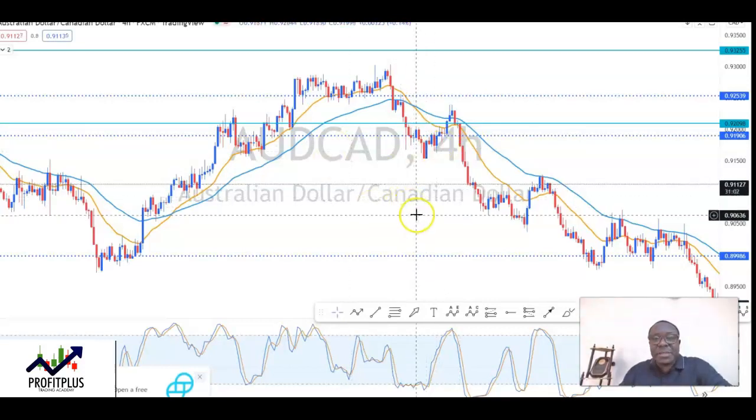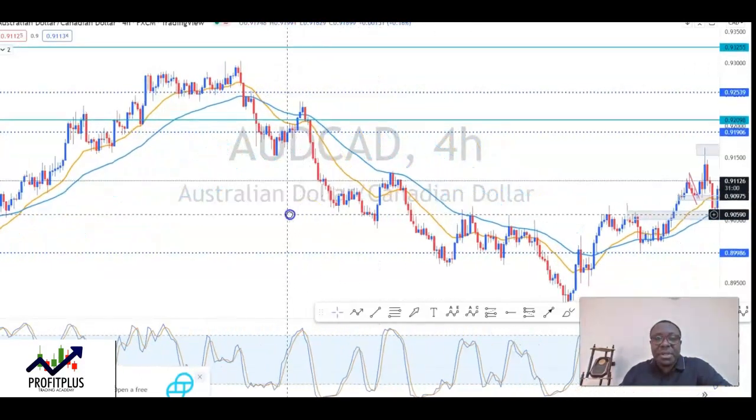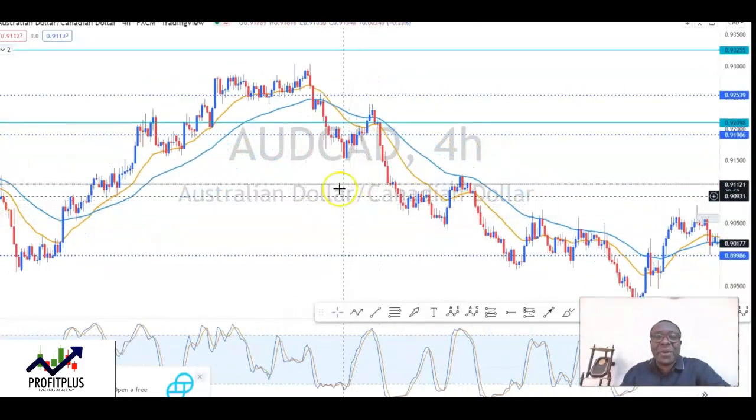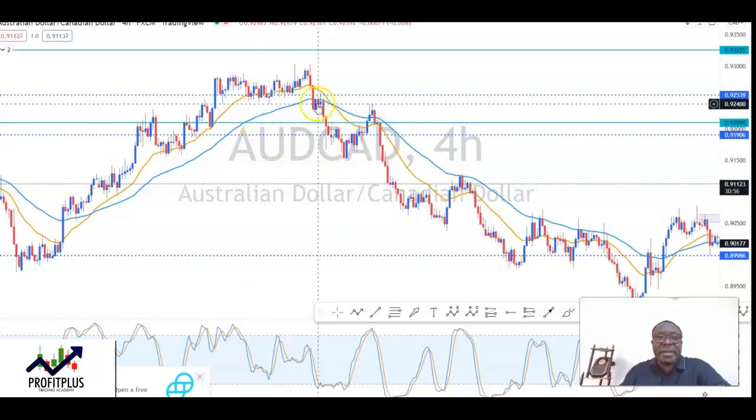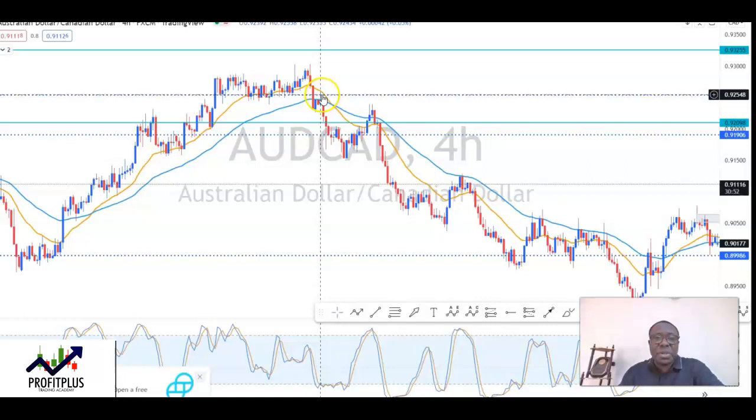So in this particular currency pair, that's AUD Canadian dollar on the 4-hour time frame, I've already set my two moving averages. Orange color is the 21-day moving average, while the sky blue color is the 50-day moving average.